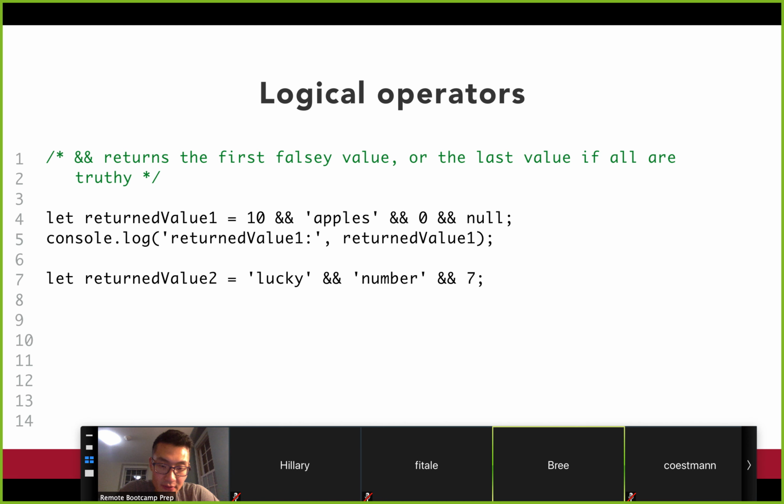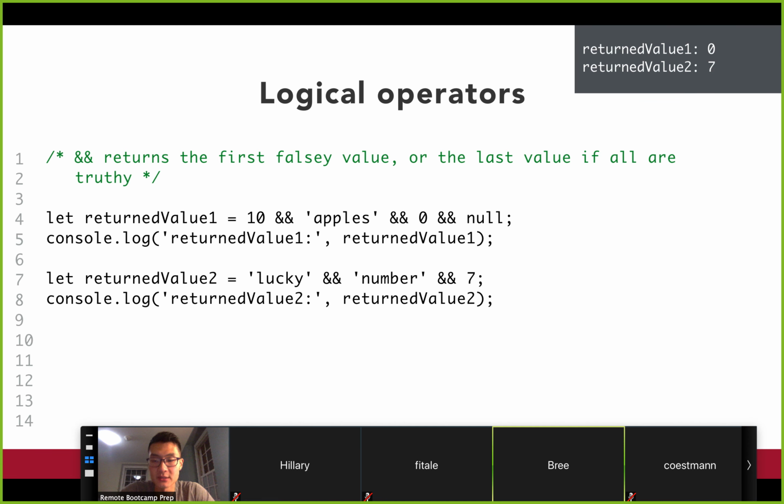And when I see that 7, what that tells me is I've gone through every single item in this sequence, and I did not come across any false values, and the last truthy value that I got was 7. And so on the first example, when I return back the value, I get back a 0 because that was the first falsy value that I found. And then in the second example, I return back a 7 because that was the last truthy value that I encountered.